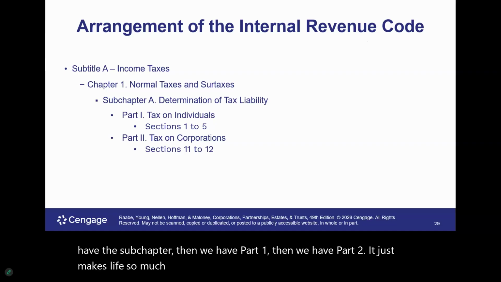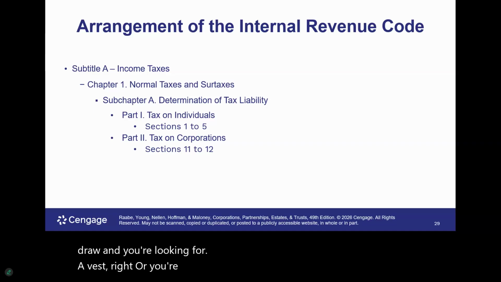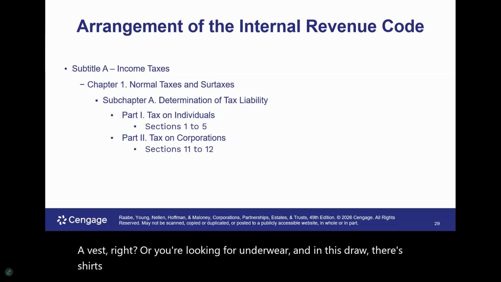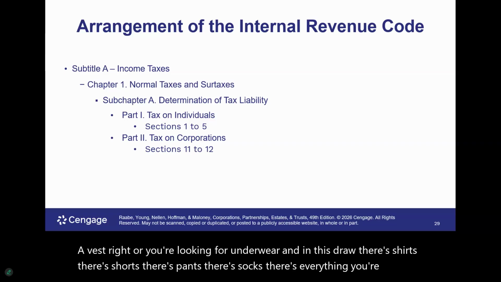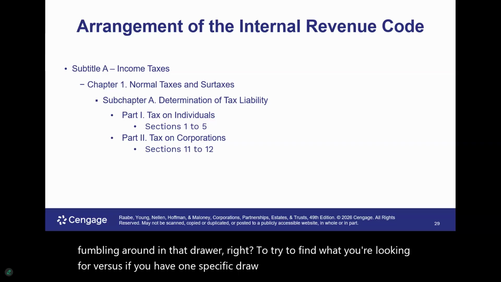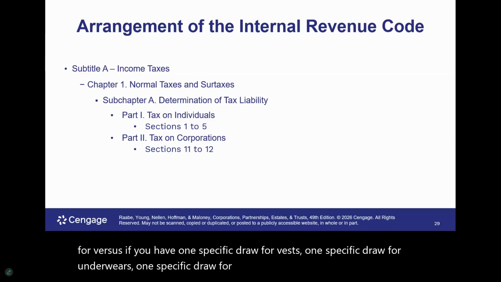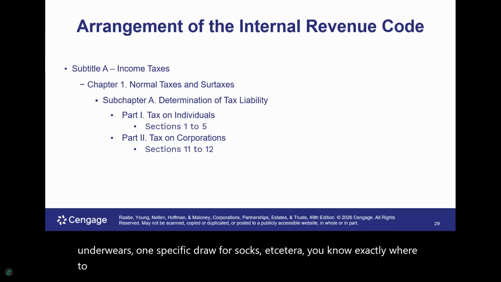Imagine you're going into a drawer and you're looking for a vest, or you're looking for underwear. And in this drawer, there's shirts, there's shorts, there's pants, there's socks, there's everything. You're fumbling around in that drawer to try to find what you are looking for. Versus if you have one specific drawer for vests, one specific drawer for underwear, one specific drawer for socks, etc. You know exactly where to go to find what you need.